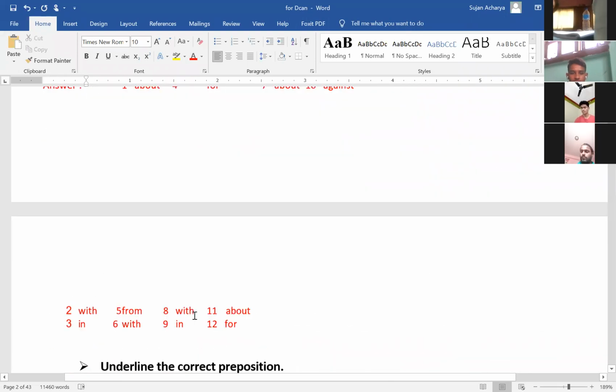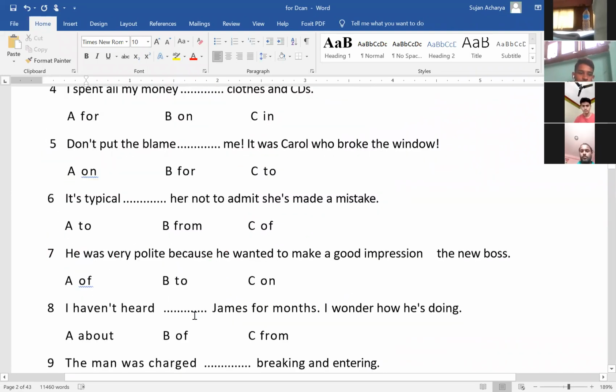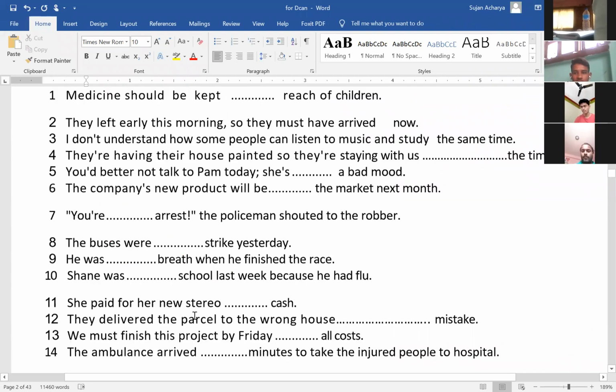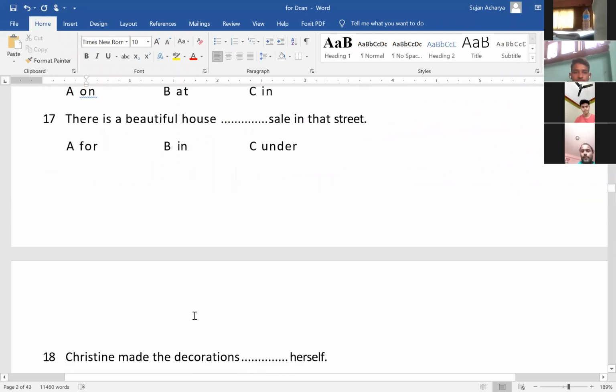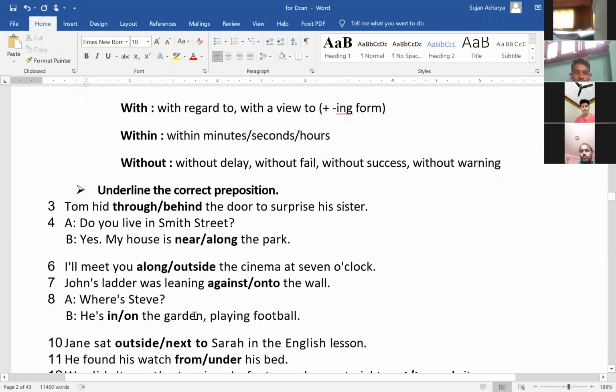So here are preposition exercises as well. पठाइदिउँ यो फाइल? Yes, sir. हुन्छ सर, पठाइदिनु। The answers are also given below the questions. Okay, sir.